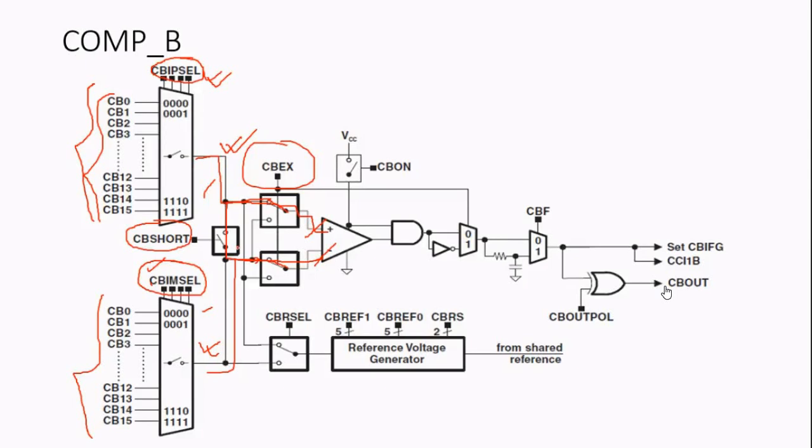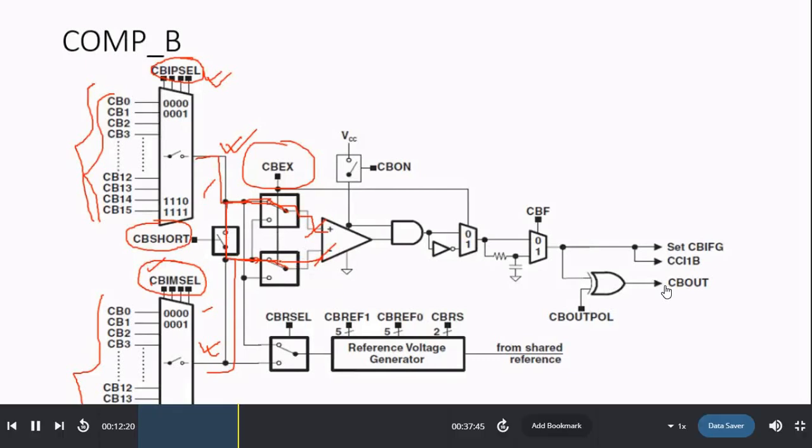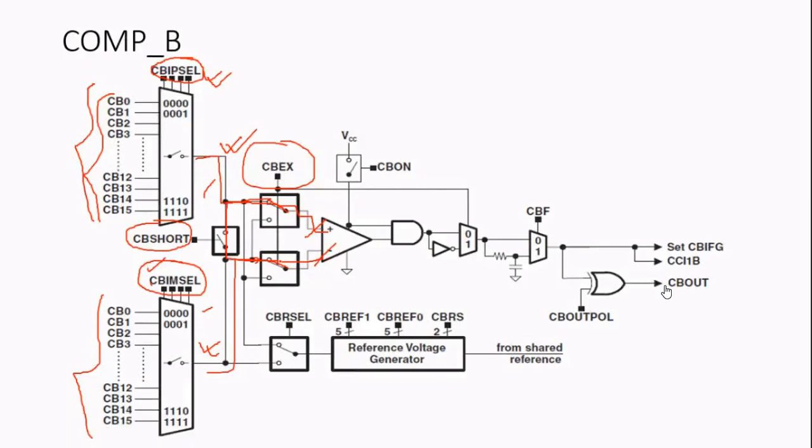So this can be used to build a simple sample and hold for the comparator. If you are connecting both, you are shorting the positive terminal and negative terminal, and it acts as a sample and hold circuit for these comparators. So now come to the below part.